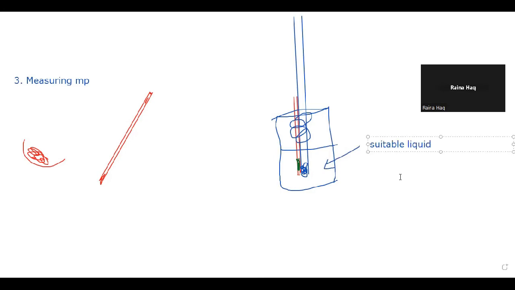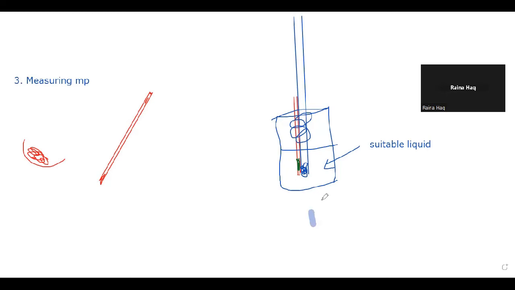Why did we say suitable liquid? We will heat this. When we heat, the solid in the capillary tube should melt, but the liquid must not boil before it melts. Okay, this is how it should be suitable. Suitable means a liquid with a high boiling point is taken here. Understood? So that we can test. Our target is to melt the sample.